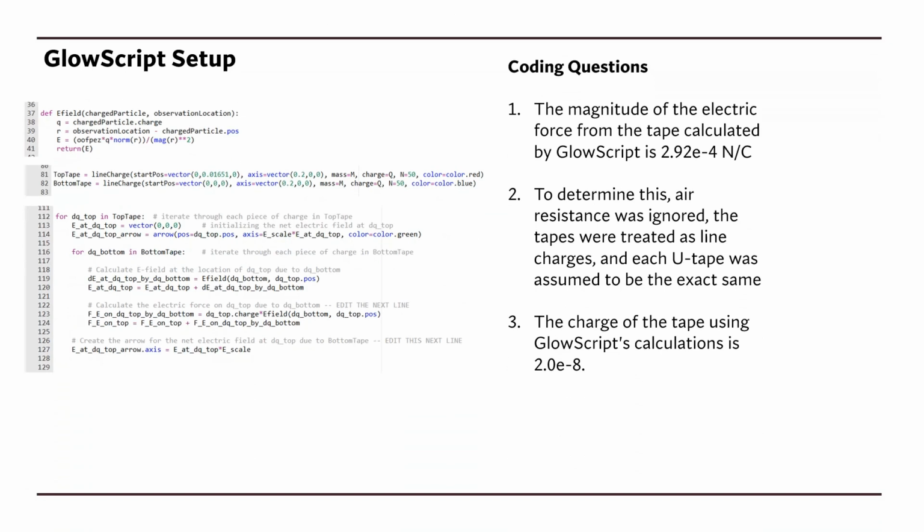The magnitude of the electric field from the tape calculated by GlowScript is 2.92e-4 newtons per coulomb. To determine this, air resistance was ignored. The tapes were treated as line charges, and each tape was assumed to be exactly the same. The charge of the tape using the GlowScript simulation is 2.0e-8 coulombs. This was determined through trial and error to see which charge could match the gravitational force to leave a net force of zero.